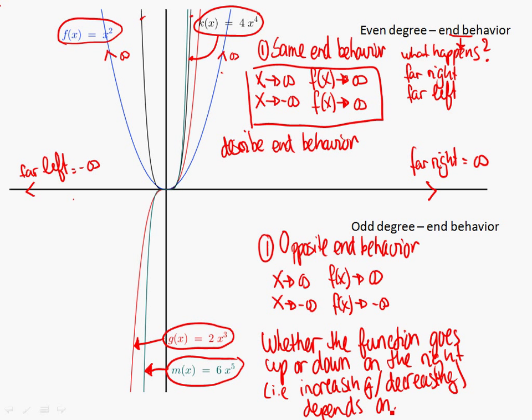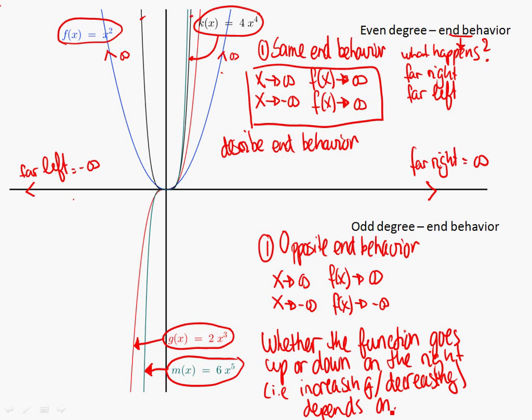Okay, we should be able to finish that sentence. Whether the function goes up or down on the right, so I'm asking you, is it increasing or decreasing? What does that depend on? The leading coefficients, yes. So sometimes we say leading degree. It's the number that's tied to the largest exponent.